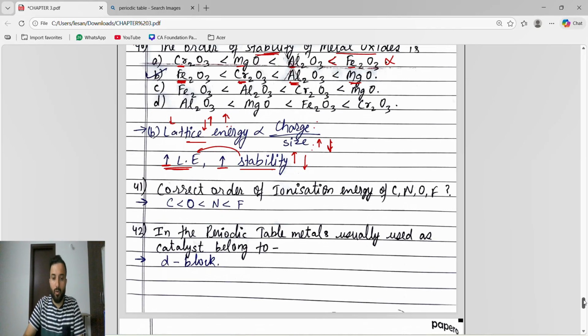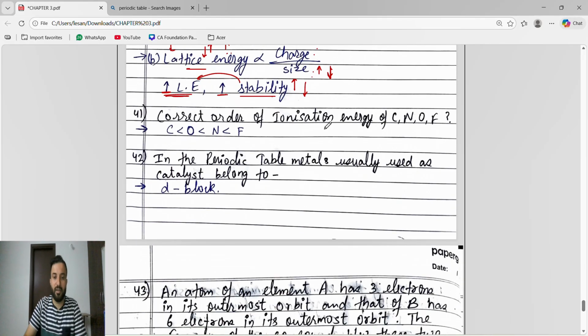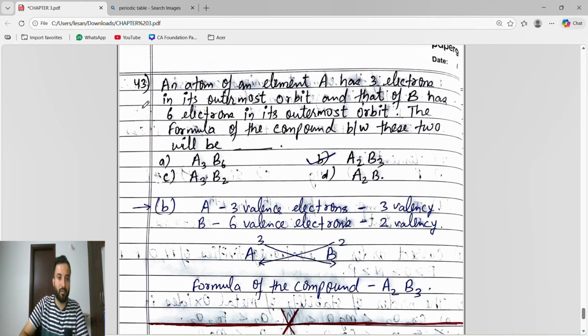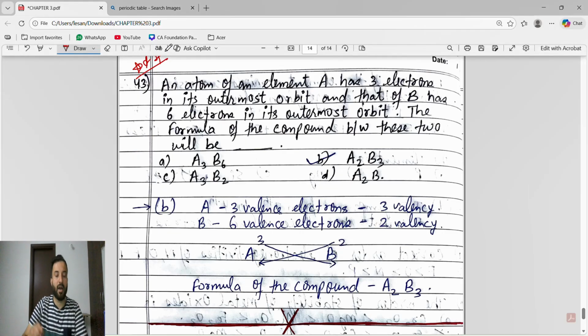Okay. Now the correct order of ionization energy, guys. Again you can check it out, the ionization energy for copper, nitrogen, oxygen and fluorine. That's it. Okay, in the periodic table, metals usually used as catalyst belong to D block. Important question, guys. And this is also an important question, guys.